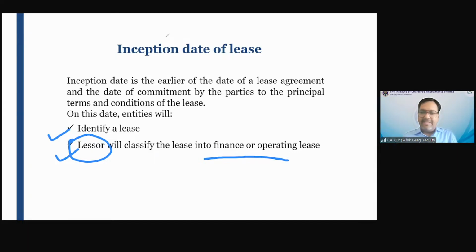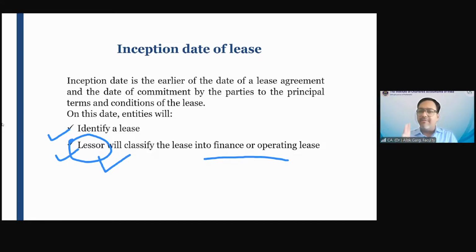In Ind AS 116, the concept of operating lease and finance lease is not there from the lessee perspective. From the lessee perspective, if it is a lease contract, the lessee has to create a right of use asset and lease liability. That's all. But from the lessor perspective, the concept of operating lease and finance lease still exists, and hence it is written that the lessor will classify the lease into finance lease or operating lease.